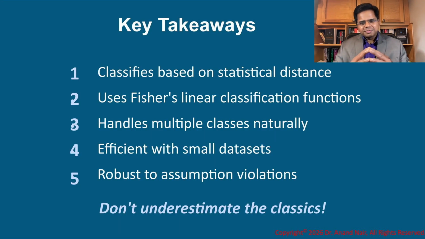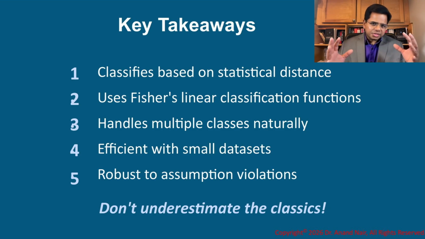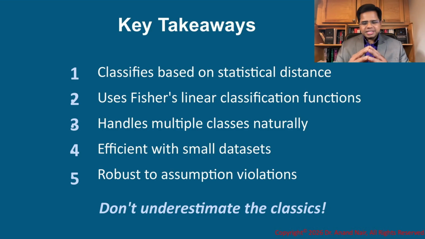And that's a wrap. Here is a recap. Discriminant analysis is all about measuring statistical distance to classify records into groups. It uses Fisher's brilliant linear classification functions from 1936, proving that good ideas never go out of style. It handles multiple classes like a boss, just creating more classification functions as needed. It's especially powerful with small datasets where other methods would struggle. Think of it as the efficient, compact car that still delivers when everyone else needs a full tank.